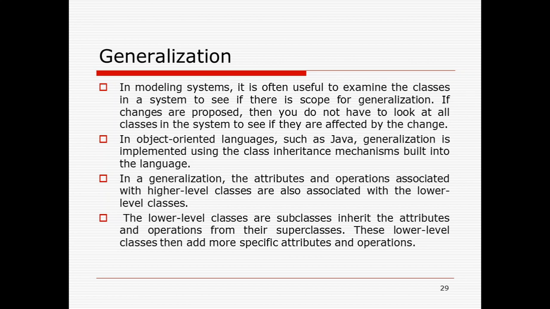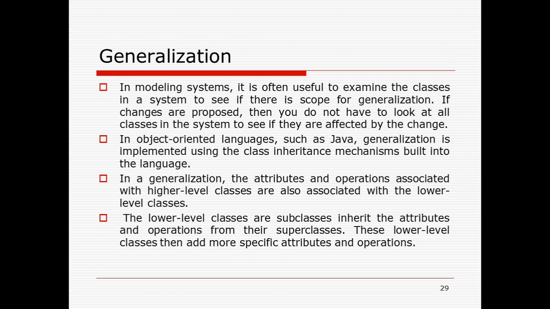So in generalization, the attributes and operations that are associated with the higher level classes are also associated with the lower level classes. The only thing is that the lower level classes, apart from using the attributes and operations which they have inherited from the upper class, the superclass, add some specific attributes and operations of their own. That is what the lower level classes, or subclasses, do in generalization.